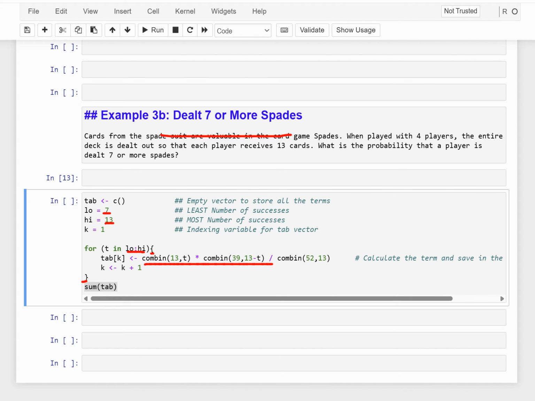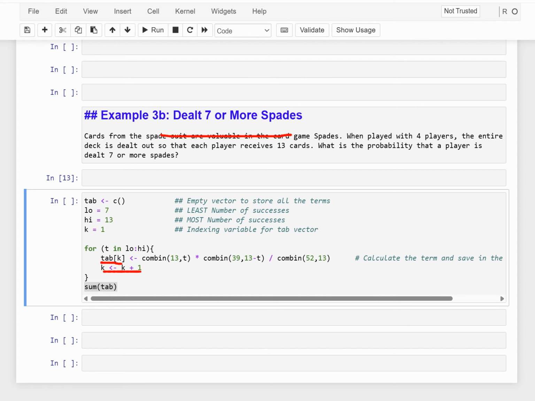And notice, right, we have the same combinations that we did above. 13 choose T. Well, T is starting at low, right? T is right here, starting at low. So 13 choose T, times 39 choose 13 minus T. Our hand has 13 cards in it, so we have to draw the other 13 minus T cards. Over 52 choose 13. So it's the same combination we did above, but it's stacked in this for loop and stored in the tabulation vector under K.